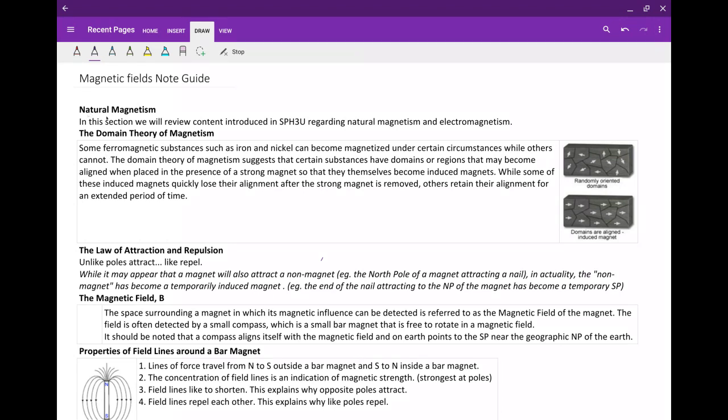So this first day is just a lot of review and information from grade 11, so I'll lightly cover this information. Natural magnetism: in this section, we'll review content introduced in grade 11 regarding natural magnetism and electromagnetism. There are really two types of magnetism. It's natural, like your permanent magnet.